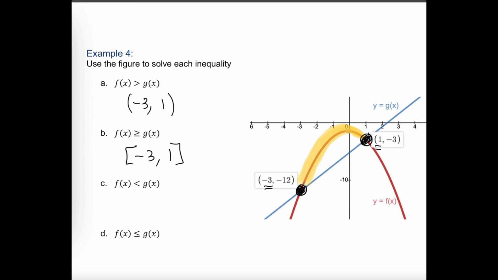So for part C, we're going to have a different region. The y values here are supposed to be less than the y values on g, so f is below g down here, and f is below g down here. So the y values on those ordered pairs of f are less than the y values of the ordered pairs on g. So where's that happening?